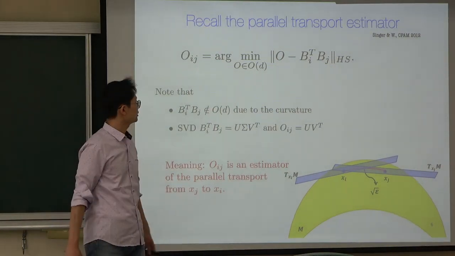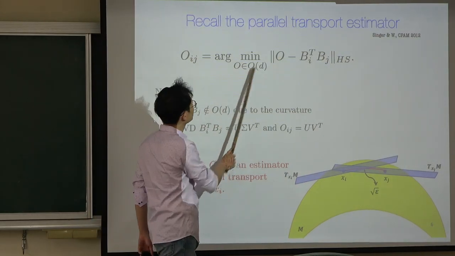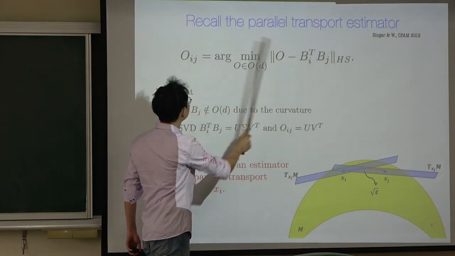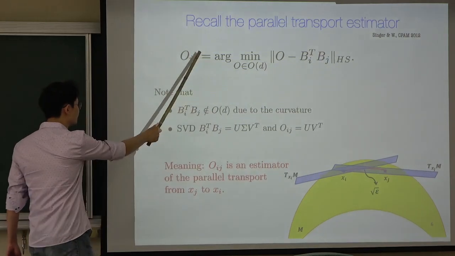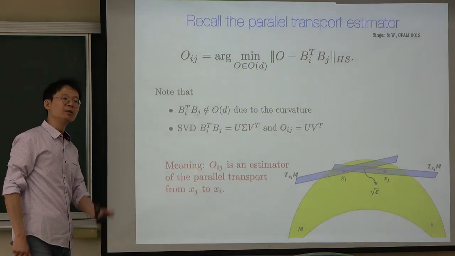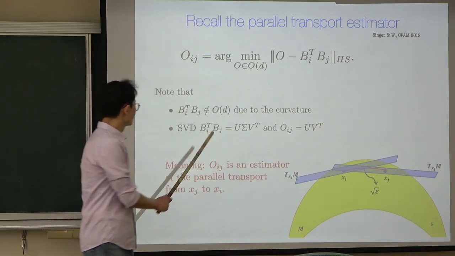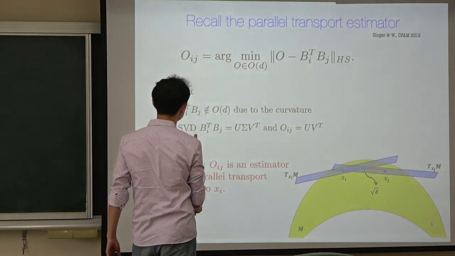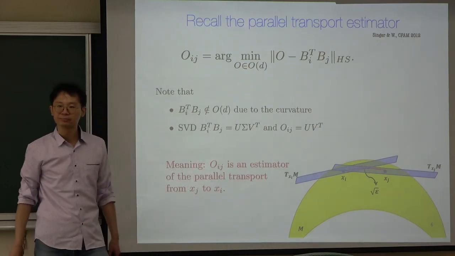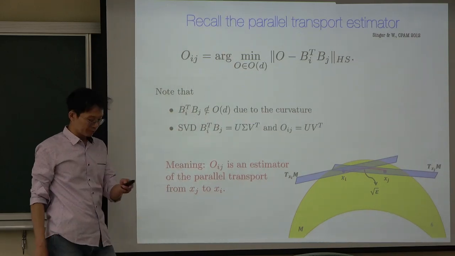So the projection may not be orthogonal, but if you do a fitting, you fit O, an orthogonal map, an orthogonal group, into B_i^T B_j, then this O_ij, you can show that it is an estimator of the parallel transport combined with the frame bundle samples. Okay, and to solve it, you can just use SVD and determine O_ij as U V transpose. That is the algorithm. Easy. Okay, so you can get an estimate of parallel transport.